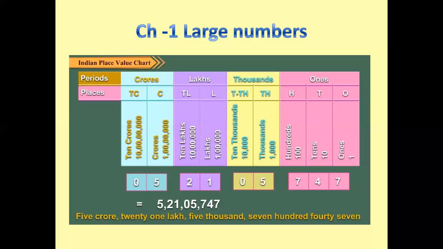Now let us read the number. 5 crore 21 lakh 5,747. In this we will not add any s. See, if we say 5 crores, it is not crores, it is 5 crore. Then 21 lakh 5,747.